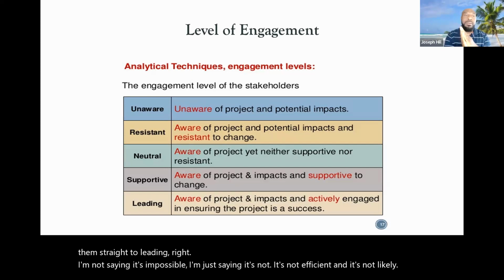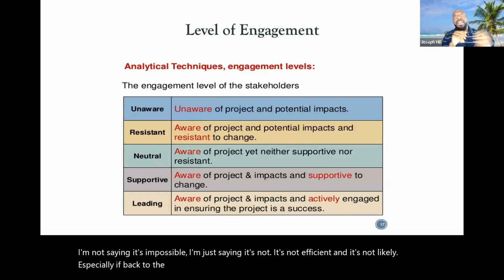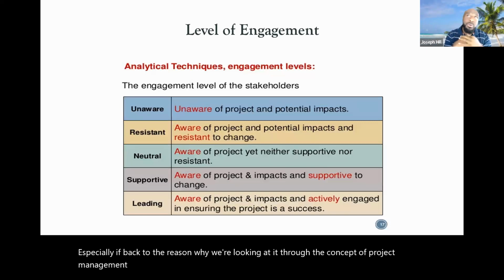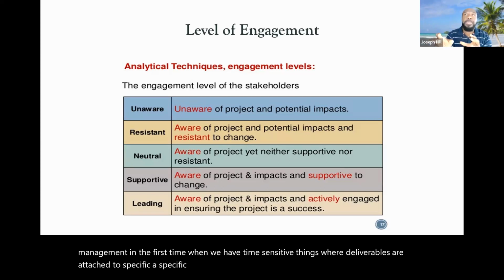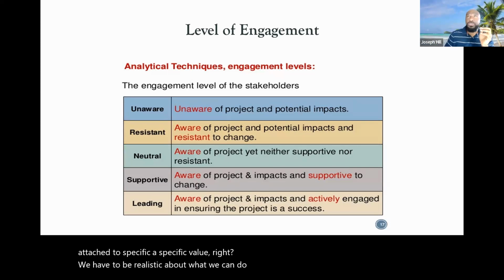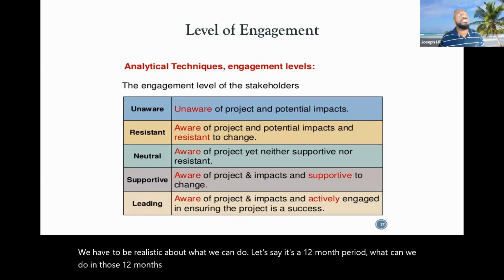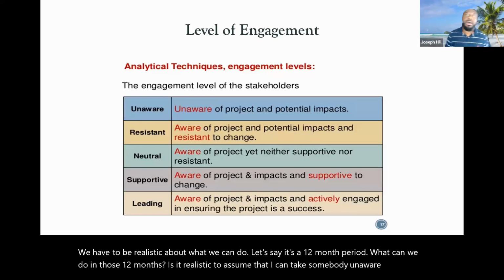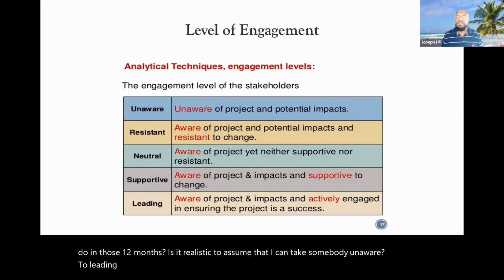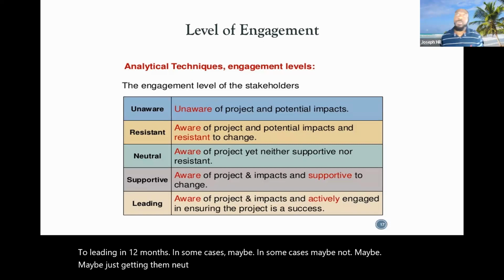Especially if, back to the reason why we're looking at it through the concept of project management in the first place, we have time-sensitive things where deliverables are attached to a specific value, right? We have to be realistic about what we can do. Let's say it's a 12-month period. What can we do in those 12 months? Is it realistic to assume that I can take somebody unaware to leading in 12 months? In some cases, yeah, maybe. In some cases, maybe not. Maybe just getting them neutral is actually a win.